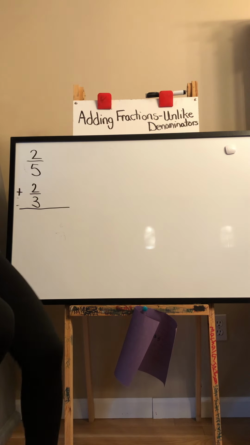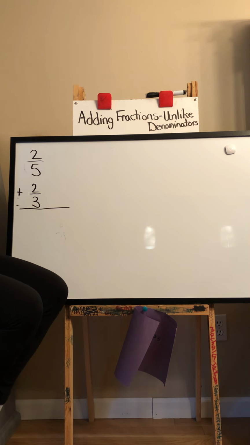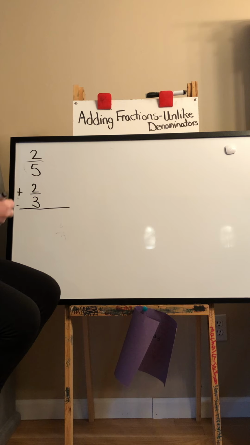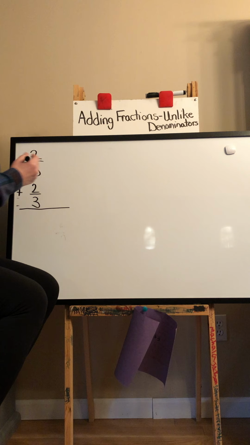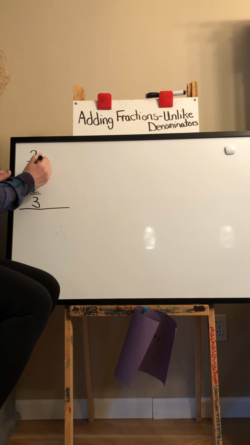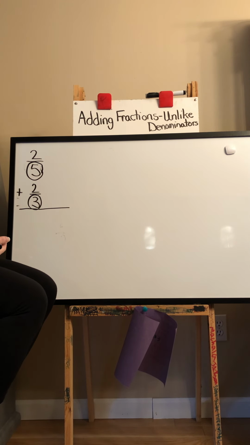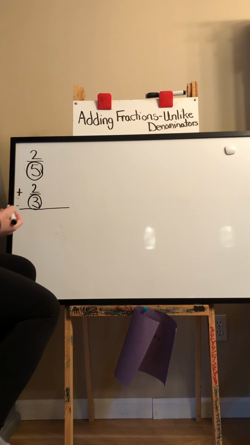I'm the math teacher, and I'm here to review adding fractions with unlike denominators. So today we're going to start with the fractions 2/5 and 2/3. And we're going to go over the rule that when adding and subtracting fractions, you always need to have common or the same denominators. In this case, the denominators are a 5 and a 3. So we need to make them common.